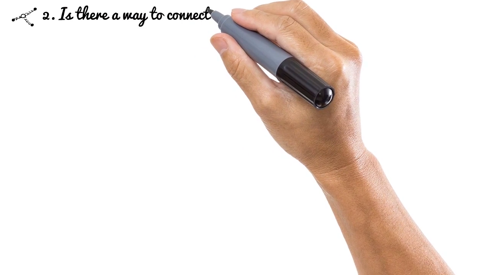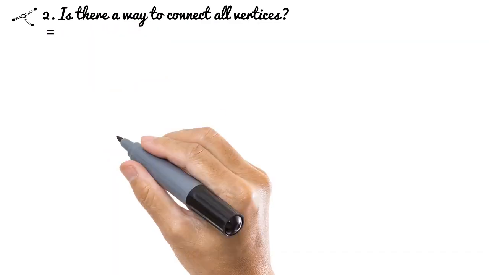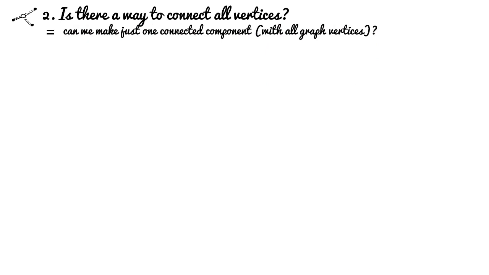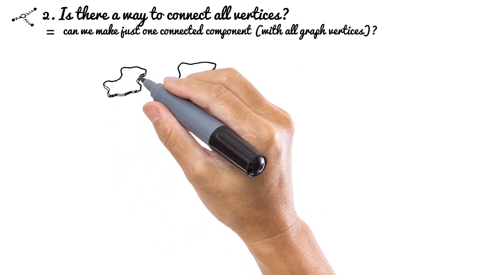Connectivity group. Next use case. Is there a way to connect all of the vertices in a graph? Since we already know some graph-related terms, we can ask this question differently. Can we make just one connected component involving all graph vertices?